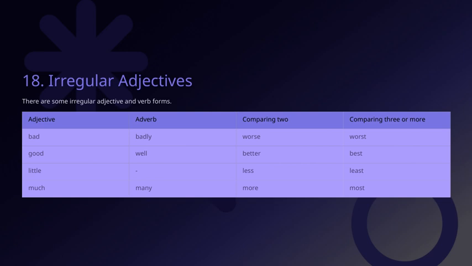The key point here is that these irregular forms don't follow the typical "er" or "est" endings. Instead, they have special forms that you need to memorize. Recognizing these irregular forms is essential because they frequently appear in everyday language and can sometimes trip up even advanced learners. Remember, these irregular adjectives connect directly to our overall theme of mastering the nuances of English, especially when it comes to making comparisons. So, paying attention to these forms will significantly improve your fluency and accuracy.